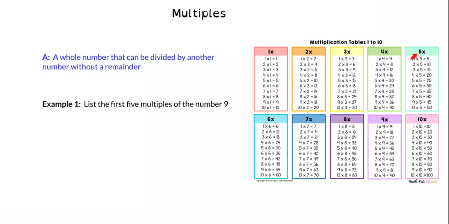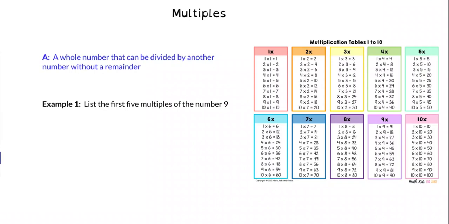Well, one multiple of 5 is 10, because 5 times 2 is 10. Can you think of another multiple of 5? If you thought of 5, 10, 15, 20, 25, 30, and so on, all of these numbers here, then you're right. So let's look at this first example.